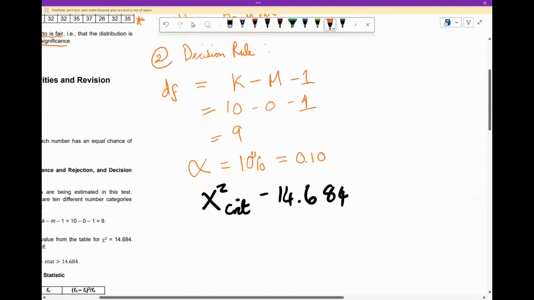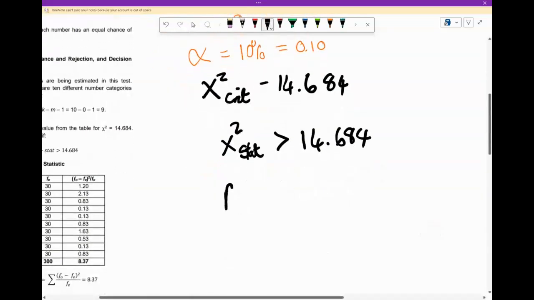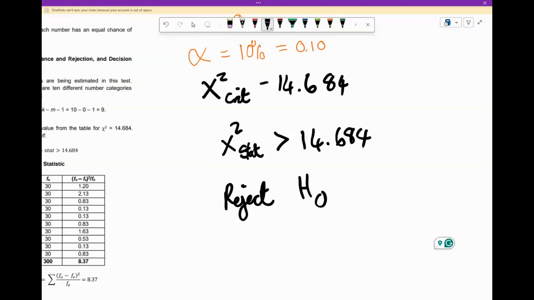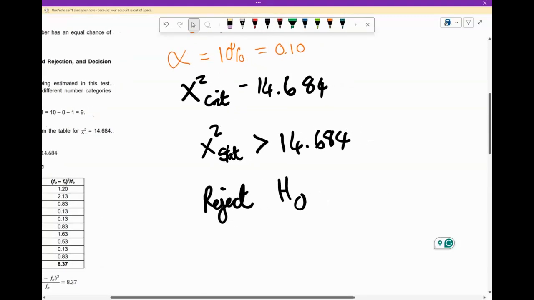We have our decision rule. Again, we are basically saying if our chi stat is greater than this 14.684, we are going to reject the null hypothesis. How do you know which one you will reject? Is it based on the question?